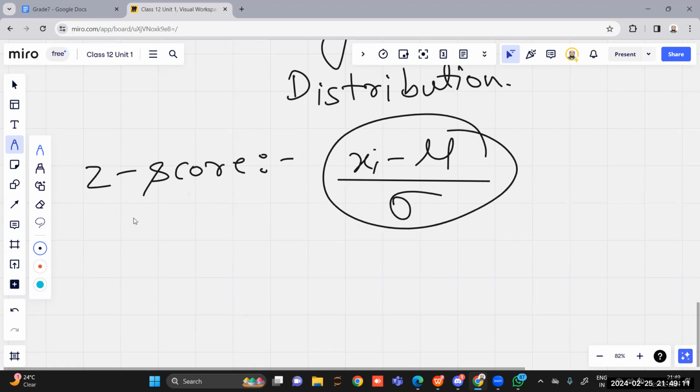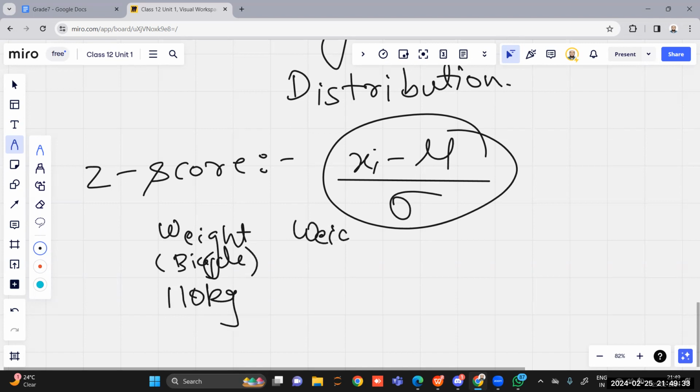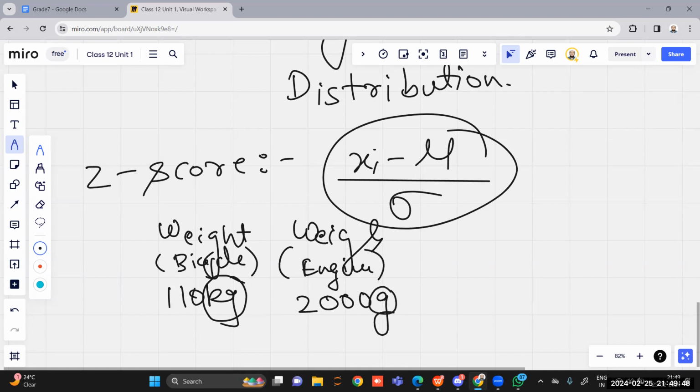Suppose I am comparing two columns in a data. Suppose I am weighing a bicycle's weight, so it's around 110 kg, and I'm weighing the weight of its engine, and it is coming around 2000 grams. So see, these things are in different units. Yes or no?